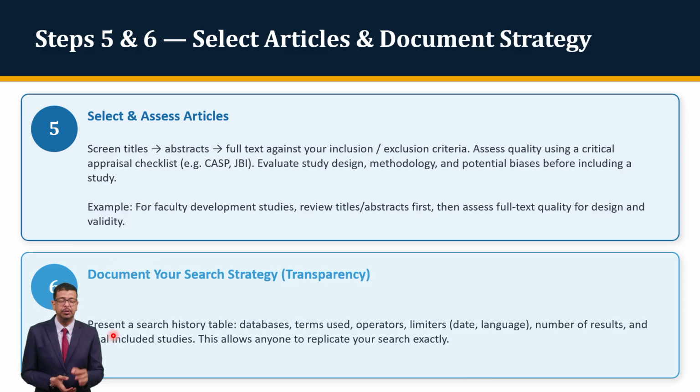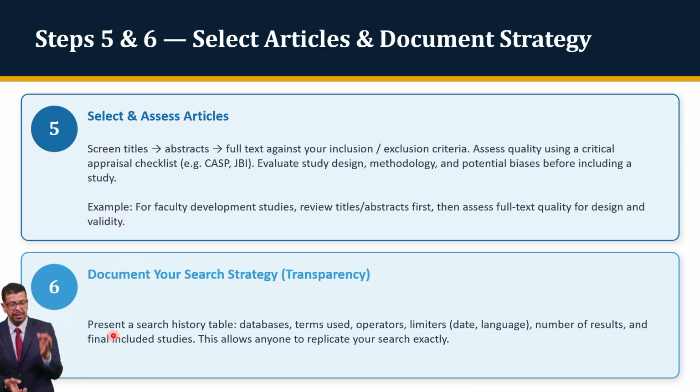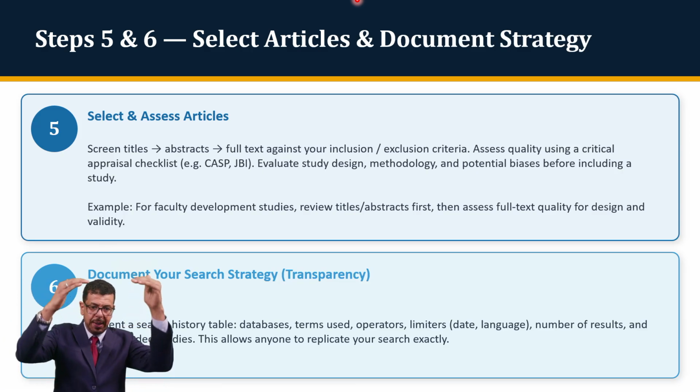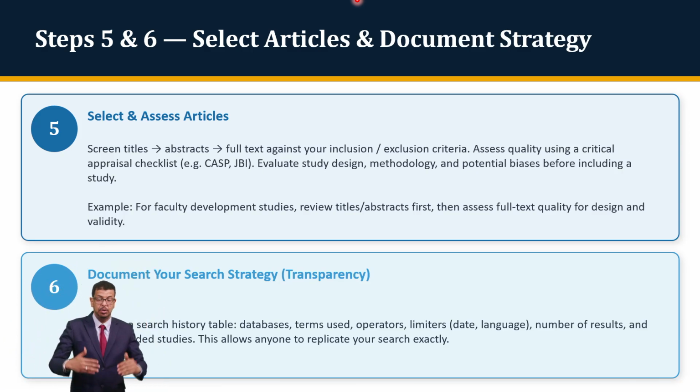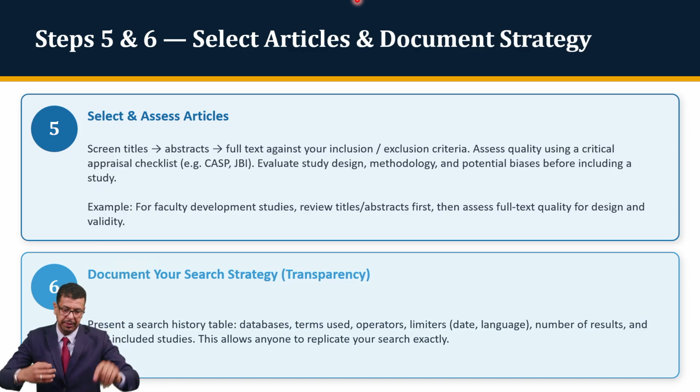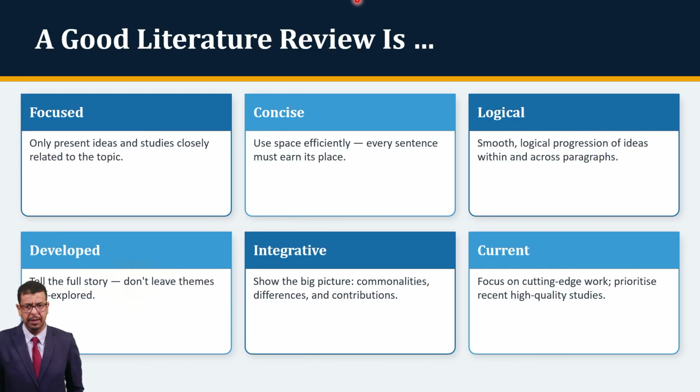It's very important to document your search strategy, and this is very important for transparency. So present the search history table, including the database, the terms, the operators, limiters, maybe date, language, the number of results, the final included studies, and so on. Typically, you should use the PRISMA chart. So it's very important to use the PRISMA chart and to fill it regularly and on time.